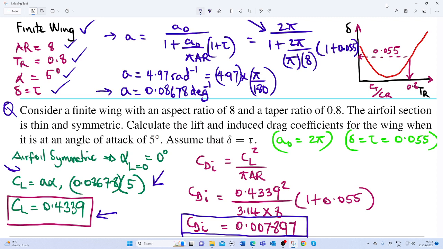The next thing is to find the induced drag coefficient, CDI, which is CL squared over pi AR. Since we've calculated our CL, we can slot in the values to find the CDI. Our CDI calculated equals 0.007879.